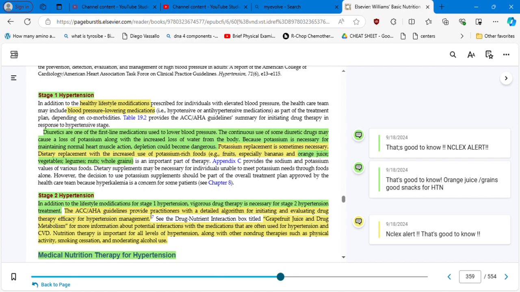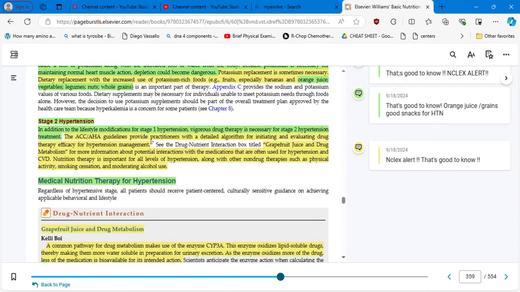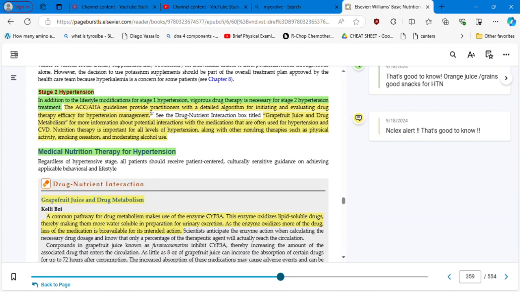Orange juice, grains, good snacks for hypertension. Orange juice and whole grains, whole wheat bread, okay, good for hypertension. Stage 2, in addition to the lifestyle modifications for stage 1, vigorous drug therapy is necessary for stage 2 hypertension. All different types of hypertension medications. So you see, the ACC and the AHA guidelines provide practitioners with a dietary algorithm for initial and evaluating drug therapy for hypertension management.